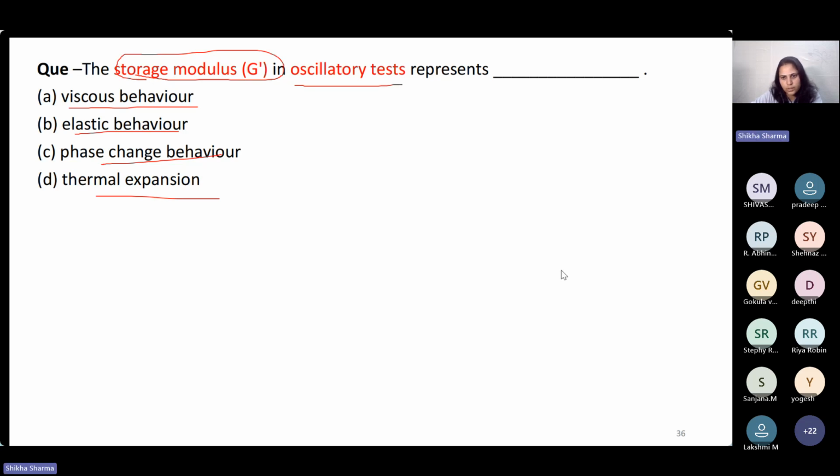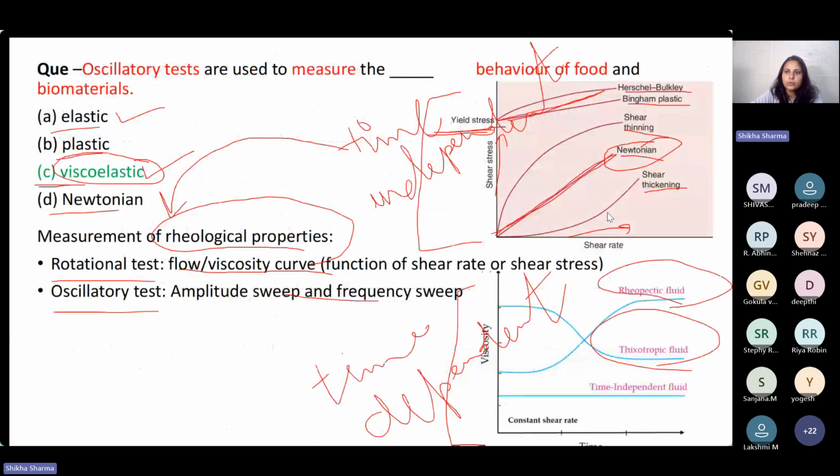Can you give an example of each shift? I mean, which example do you want? For Newtonian, non-Newtonian, like that? So toothpaste, we have ketchup and toothpaste. Yes, this graph. Okay.